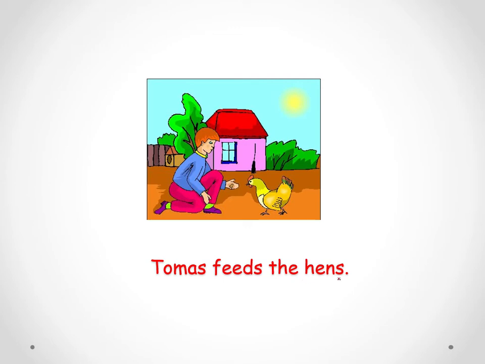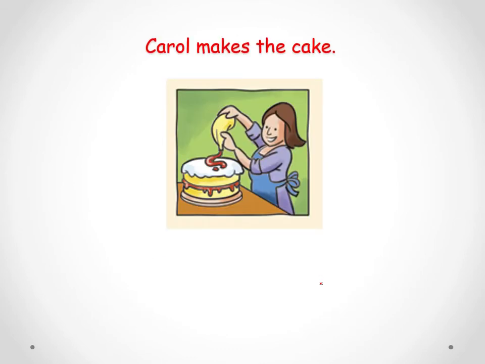Thomas feeds the hens. So what will be your answer? Hens are fed by Thomas. Carol makes the cake, and I want to make it in a passive voice, so I will start my sentence with the cake. So it will be: the cake is made by Carol.